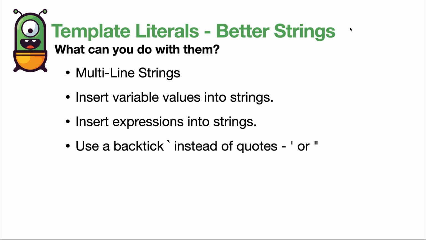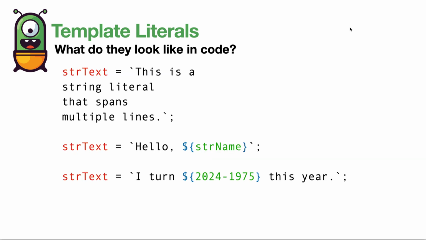And template literals are like strings, but they're a little bit better. They're new and improved, or superpower strings, because you can do all kinds of different things with them. You can create multi-line strings. You can insert variable values into strings. You can insert expressions into strings. And all of that using the backtick instead of quotes. So let's take a look at what that might look like if we're using code.